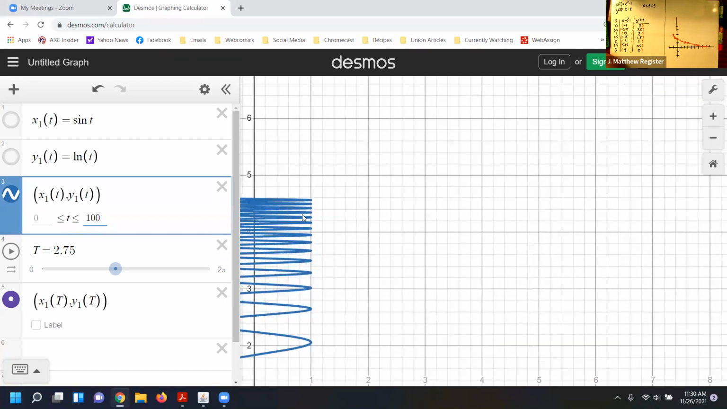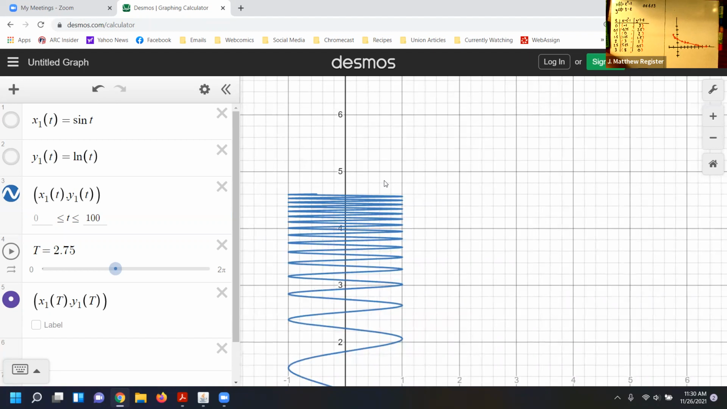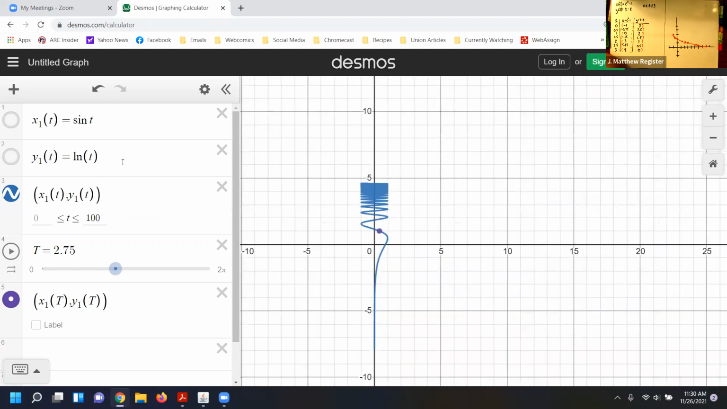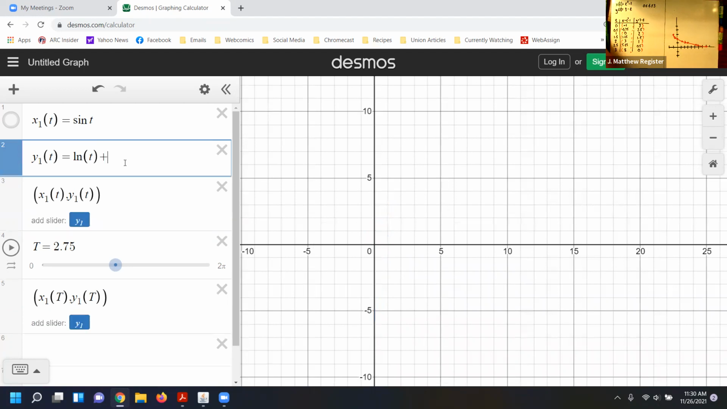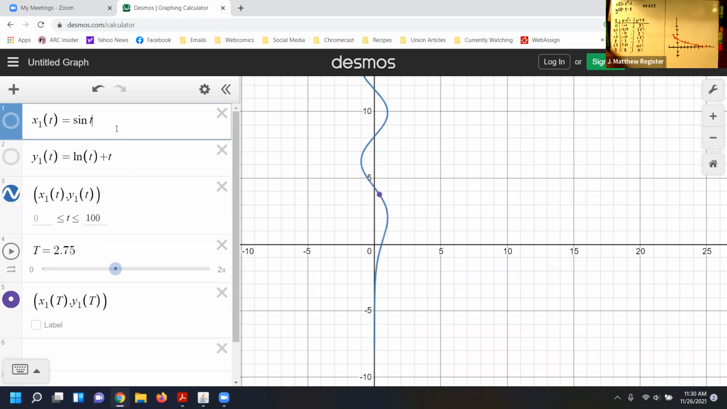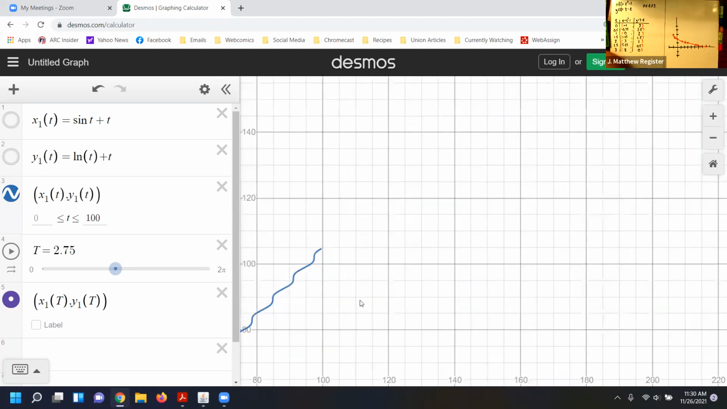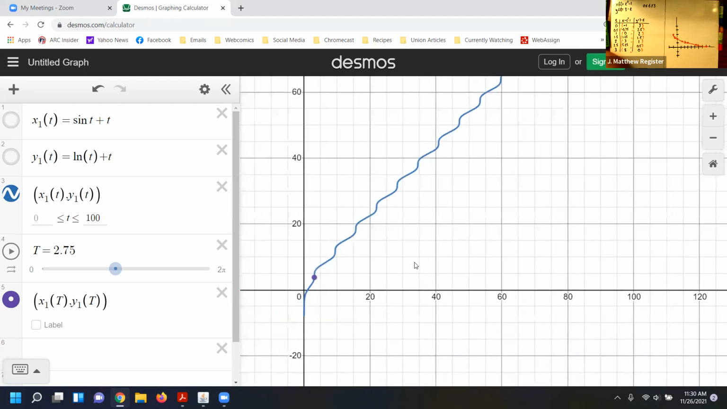And we can ask the question of why does it look that way? And those are important questions to ask. But we can also make it so that this will shift around. And so if we wanted to add a t to this, or add a t to this, well, now we have that similar structure, but now it's kind of going along the line y equals x.